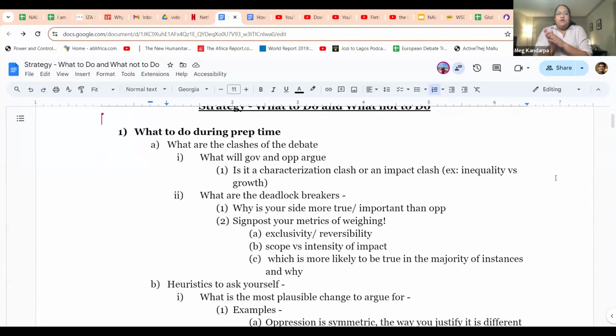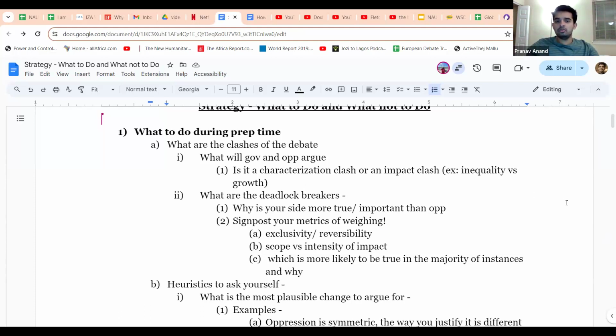So, what to do during prep time? I'll let Pranav start off first. Hello. What I'm not going to cover is what to do during the entire 15 minutes of prep time. At some point you need to make an argument, you need to say good or nice words, you need to prep that sort of stuff. What I want to cover mainly is how you start your prep time.